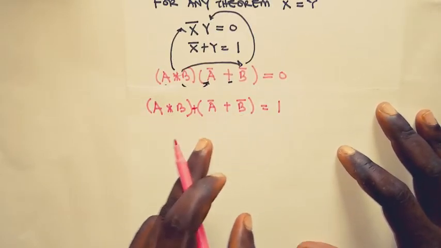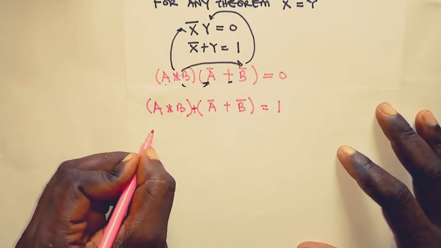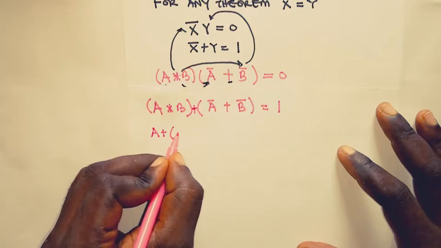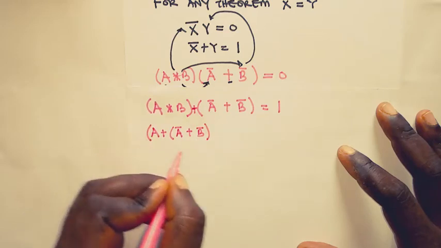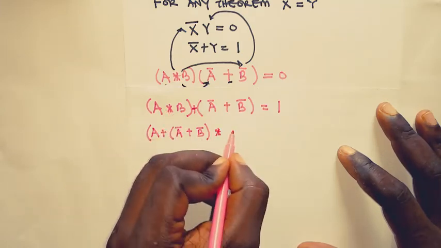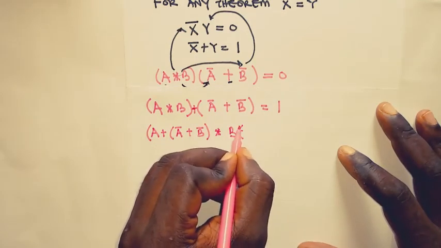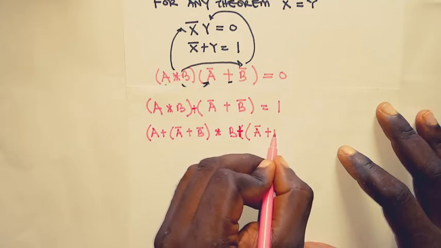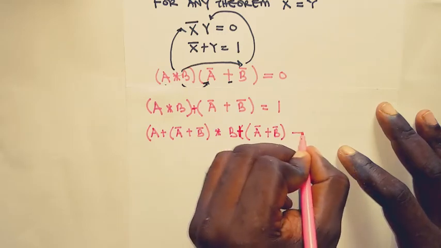So we see, and then we say this will be equal to, we can apply the distributive law. We distribute this over this, and then we're going to have A, this A, plus this, then we have A bar plus B bar, then multiplied by, so this multiplication, then we have B distributed over this, plus A bar plus B bar, and then we say the law is distributive.